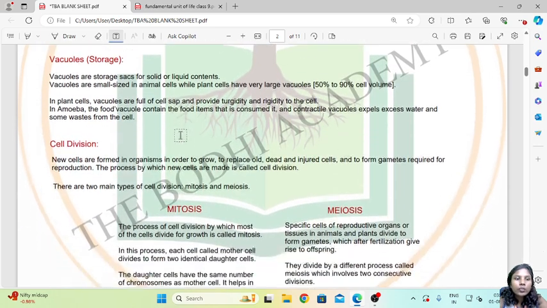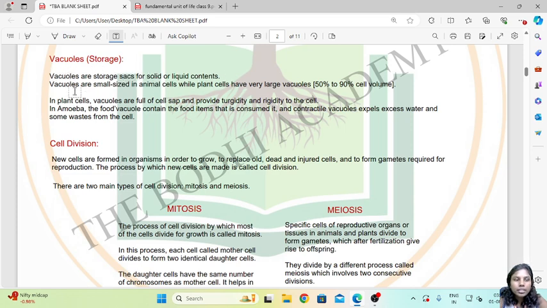Next we have the vacuoles, that is the storage. So vacuoles are the storage sacs for solid or liquid contents. Vacuoles are small sized in animal cells, while in plant cells they are very large vacuoles, up to 50% to 90% of cell volume. In animal cells it is below 50% of cell volume. In plant cells, vacuoles are full of cell sap and provide turgidity and rigidity to the cell.